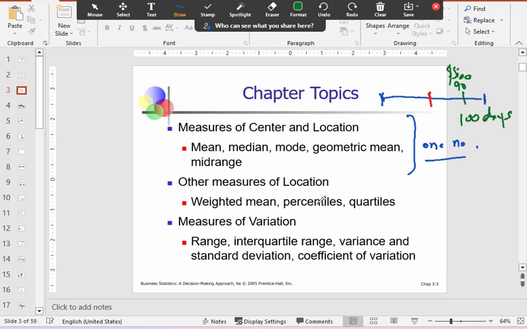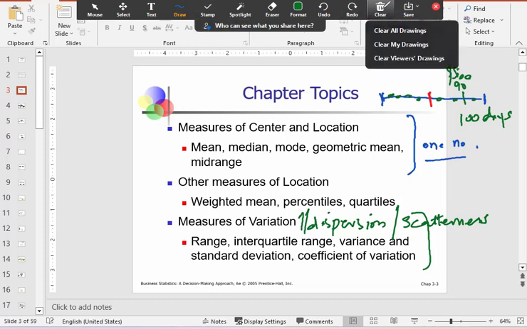Similarly, other measures include percentiles and quantiles. Then we will study measures of variation. This talks about how far the individual values in the data are located from the center, how much they are dispersed, how much they are scattered. So we can call it a measure of dispersion or scatteredness. So these are some tools.